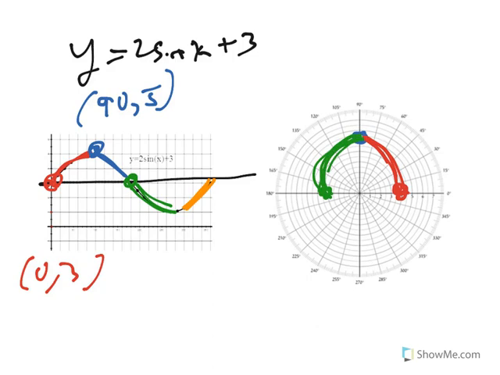Sorry, I should have made that blue. Okay, so just compare what's going on. This is kind of going to the right, and this is like spiraling around. Now what happens here, this green point?